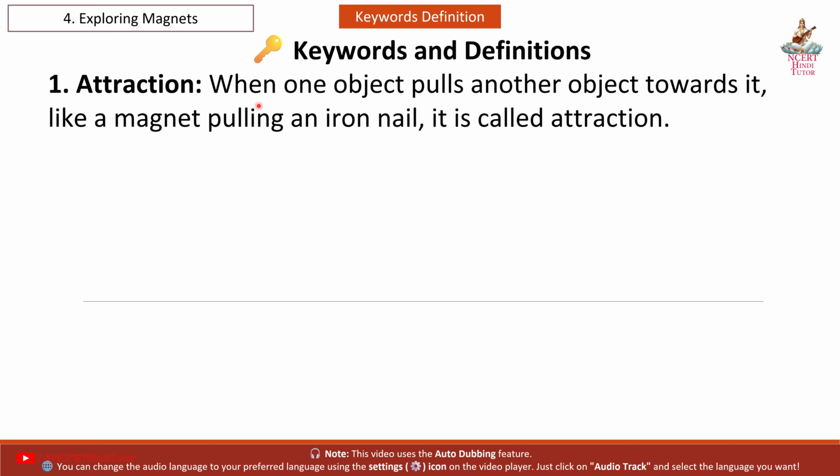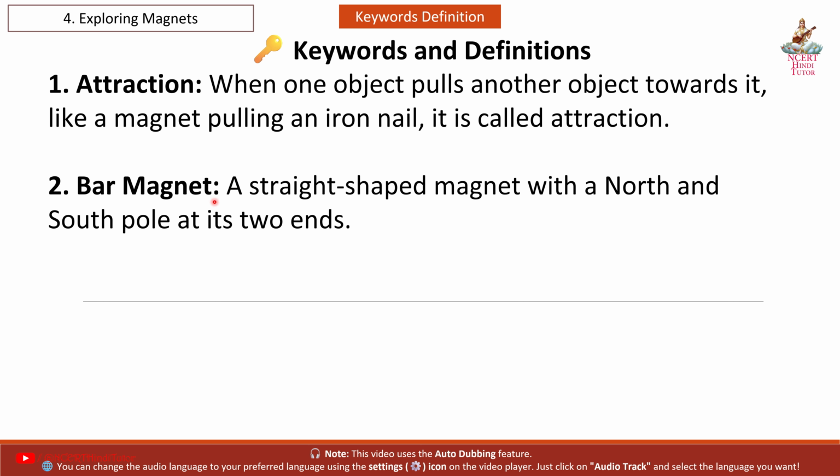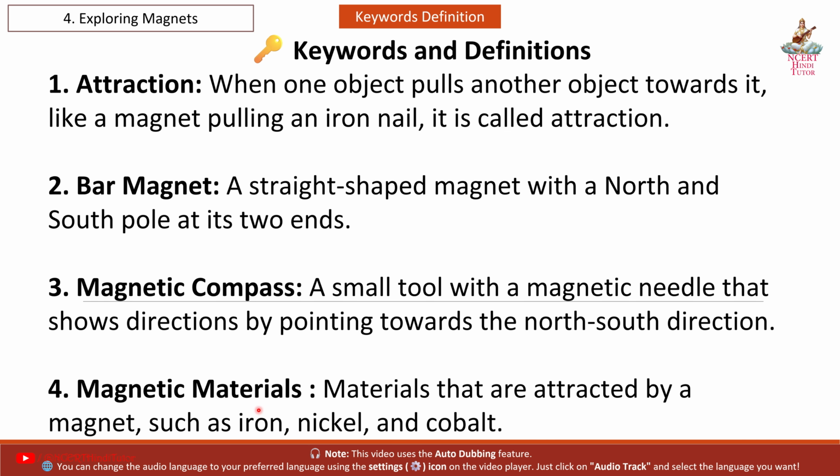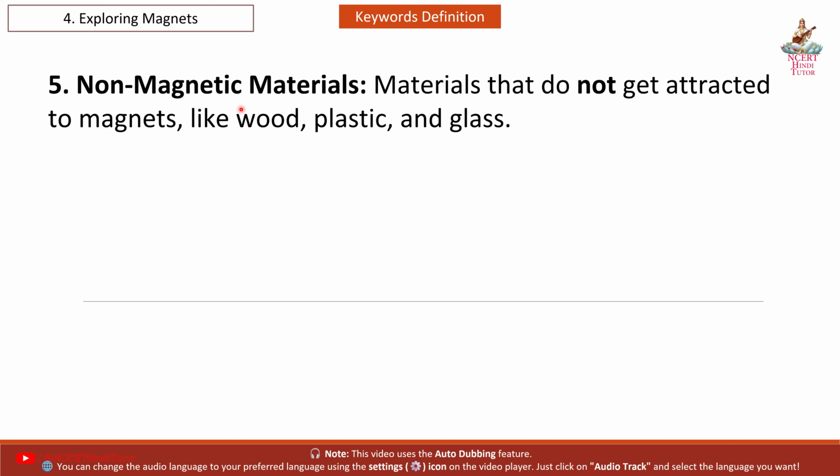First, attraction. When one object pulls another object towards it, like a magnet pulling an iron nail, it is called attraction. Next, bar magnet. A straight shaped magnet with a north and south pole at its two ends. Third, magnetic compass. A small tool with a magnetic needle that shows directions by pointing towards the north-south direction. Fourth, magnetic materials, materials that are attracted by a magnet such as iron, nickel and cobalt. Fifth, non-magnetic materials, materials that do not get attracted to magnets like wood, plastic and glass.